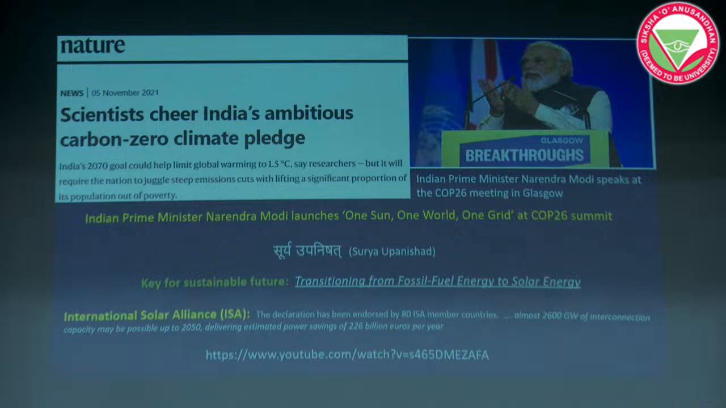The mid-Holocene example I gave was because directly the solar energy was intensifying the monsoons, and all the civilizations flourished. But in the last 150 years, what we have done is use fossil fuel energy, added more carbon dioxide into the atmosphere, and this problem has happened. So the key for a sustainable future will be to transition from fossil fuel energy to solar energy. And an International Solar Alliance was proposed. This is important for energy generation.